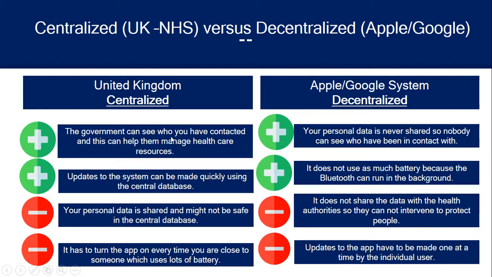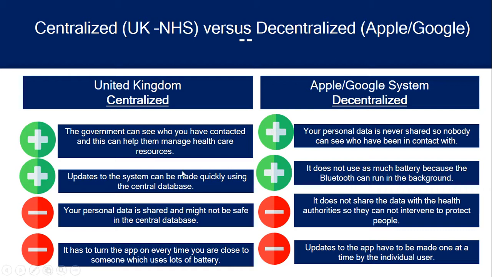United Kingdom: the government can see who you've contacted, and this can help them manage healthcare resources. This is the big advantage of the UK system. It does allow a big organisation to track where this virus is breaking out, and so they can do a better job of managing it. Yeah, how much money do they spend on testing? Where should testing take place? Things like this.